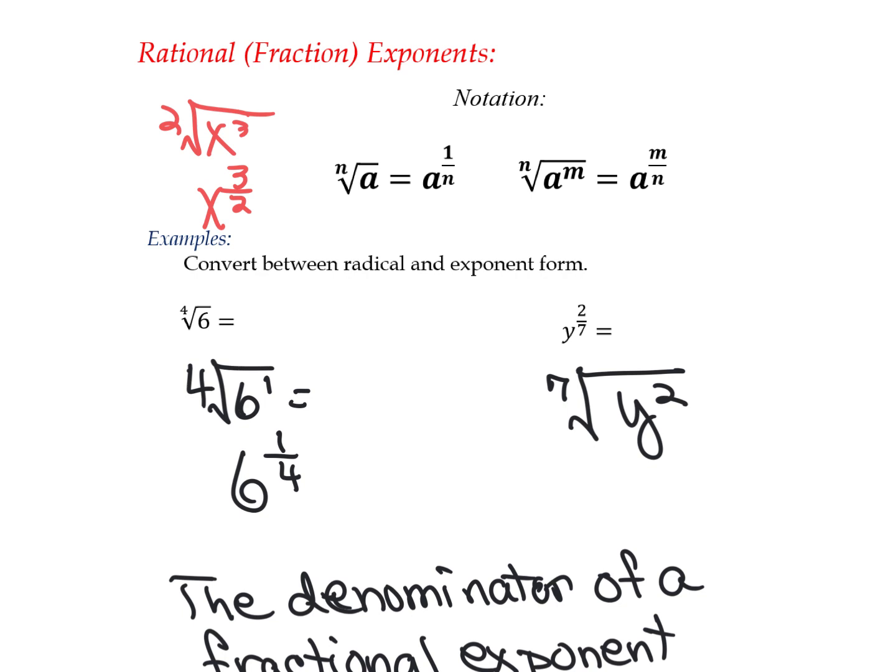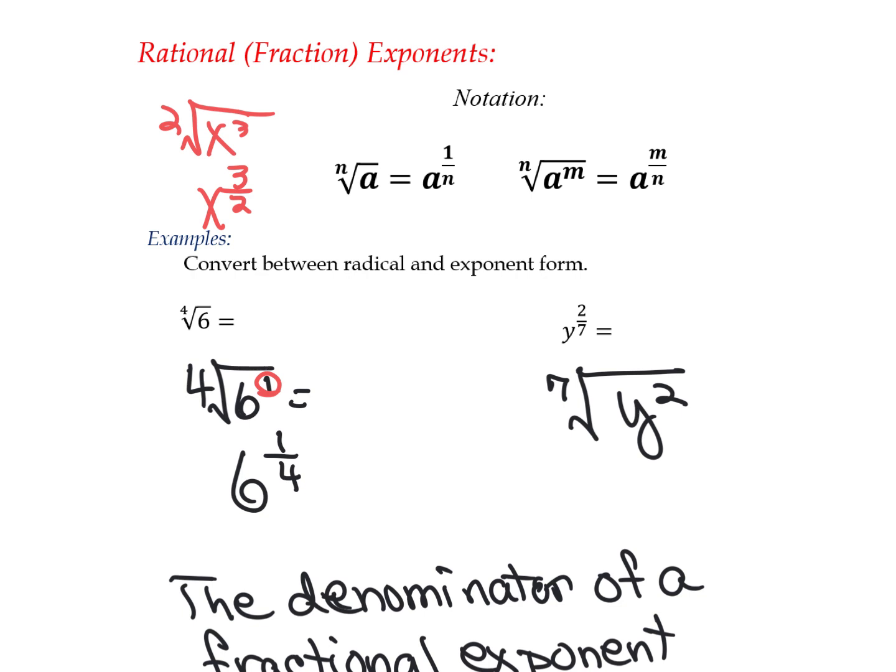A couple of problems have been shown to convert between radical and exponent form. This one is in radical form. The inside part, the radicand, does not have an exponent, so I need to put this 1 there because when I write it as a fractional exponent, the numerator comes from the power of that variable or number inside. So I drop the radical. My numerator is 1. My denominator is 4.